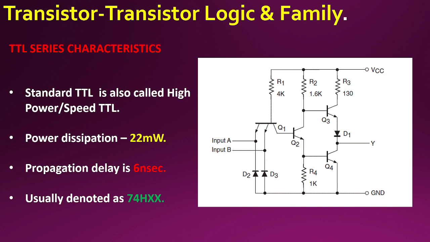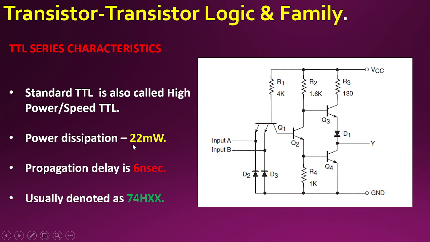Now when TTL was first introduced into digital logic systems, it was designed as standard TTL. We also call that high speed TTL, and its power dissipation was 22 milliwatt with 6 nanoseconds delay. We usually denote that using 74HXX. Here XX can be 01, 02, 03, depending on what type of logic gate you are using, but H means high speed TTL. So this is the internal circuit diagram of the high speed TTL.